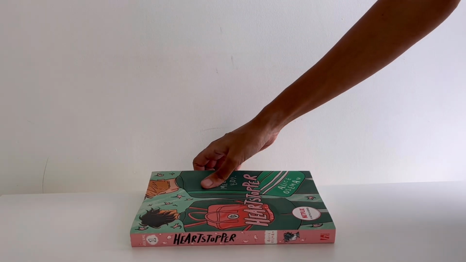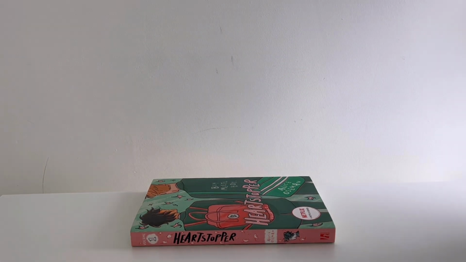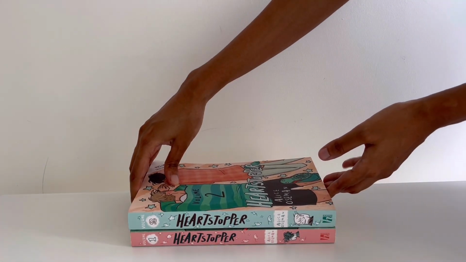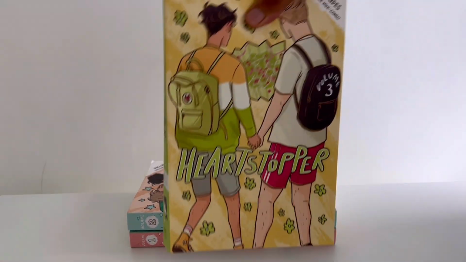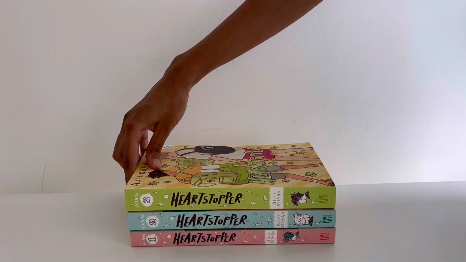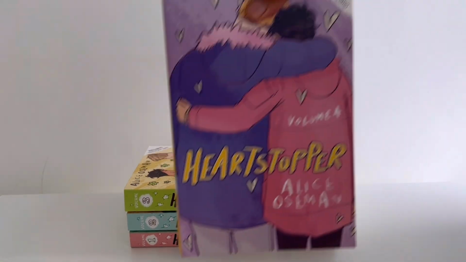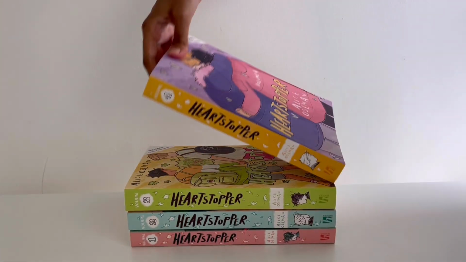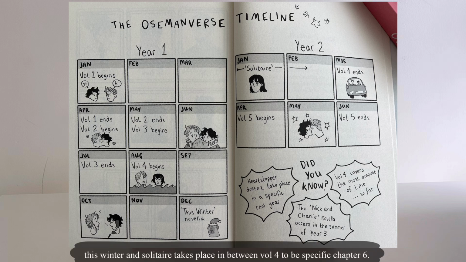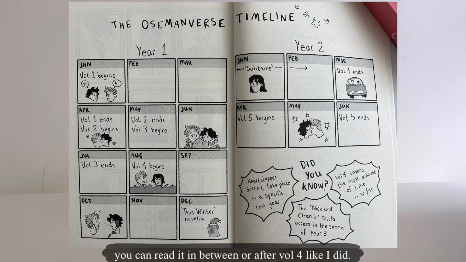Heartstopper Volume 1, Volume 2, Volume 3, and Volume 4. So as you can see on the screen, This Winter takes place in between Volume 4, to be specific Chapter 6. You can read it in between or just read it after Volume 4. I read it after Volume 4.